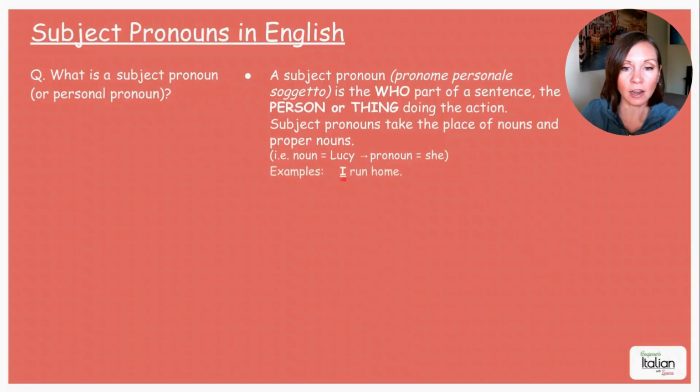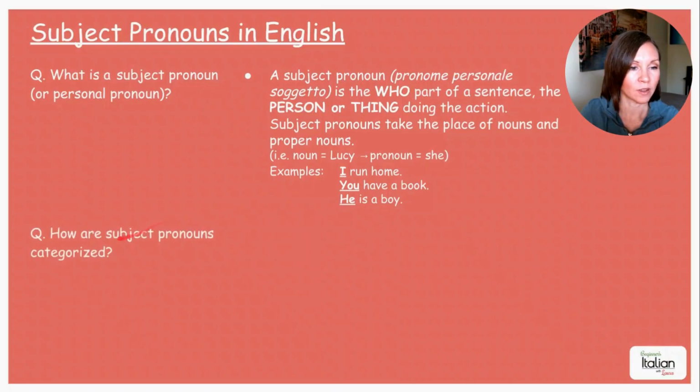So for example, I run home. What's the subject pronoun? I. You have a book. Subject pronoun? You. And he is a boy. Subject pronoun is he because he's doing the action.